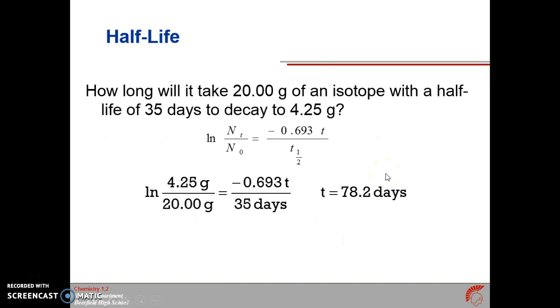All right, so using that equation, again, we're not going to get too bogged down over it. Using that equation, how long will it take 20 grams of an isotope with a half-life of 35 days to decay to 4.25 grams? Well, we know what N sub t is, we know what N sub 0 is, we know what the half-life is. What we don't know is t. So here's our equation. You can use the solve function on your calculator to figure this out. So there's no need for you to rearrange the equation and isolate the variable. With the natural log, the solve function's a lot nicer.